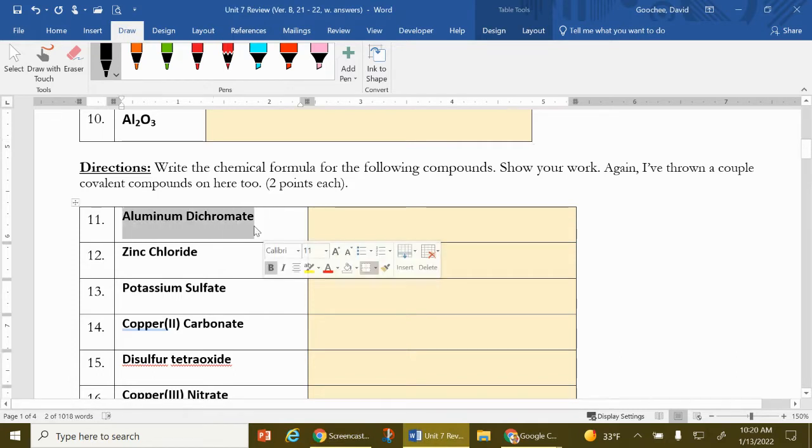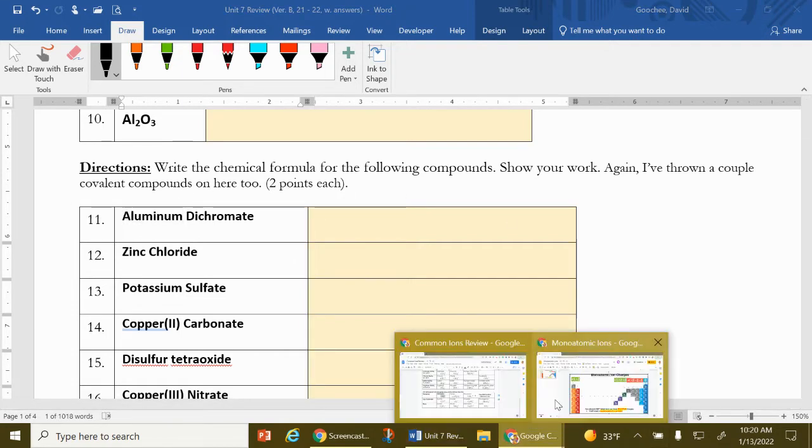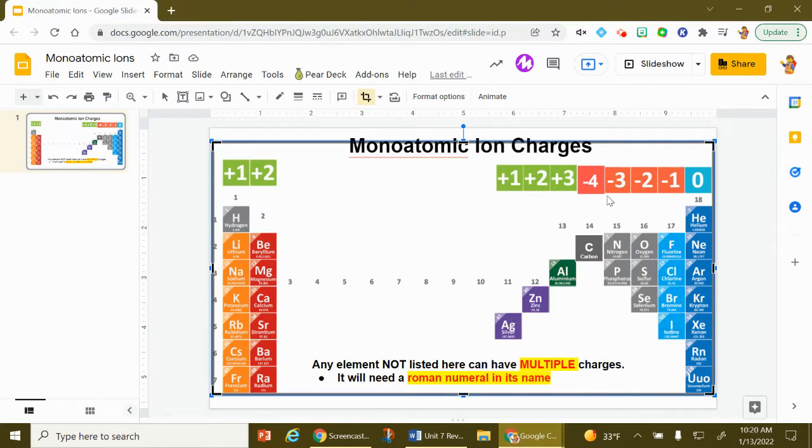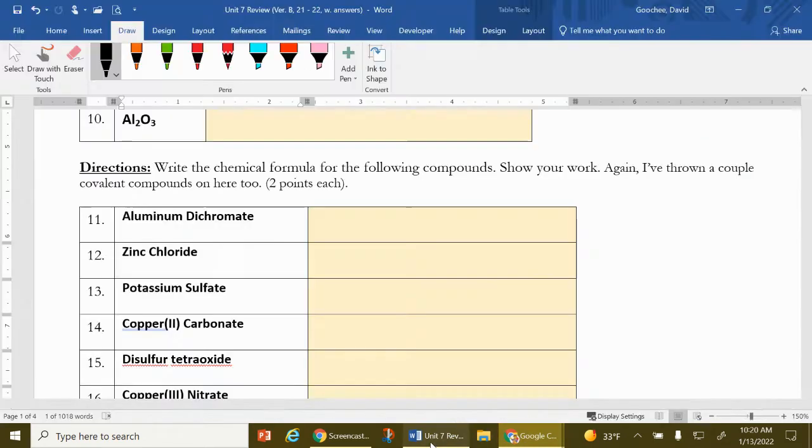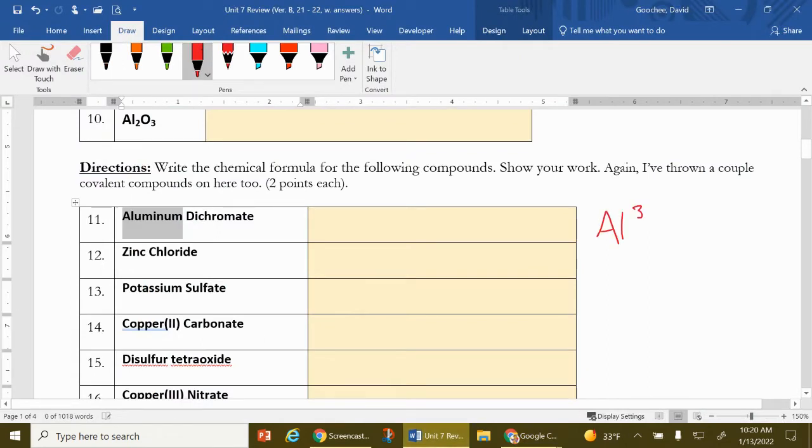For all of these, your answers are going to involve a two-step process. First thing you got to do is write down what the ions are, and then you got to crisscross them to get the formula. So what is an aluminum ion? Well, if I go to this periodic table right here, I see that aluminum is always plus 3. So I'm going to start with aluminum, which is 3 plus.